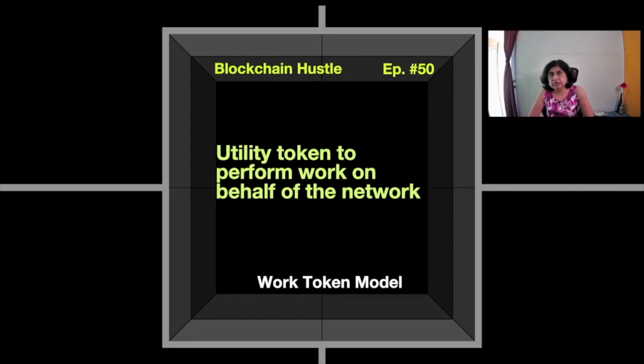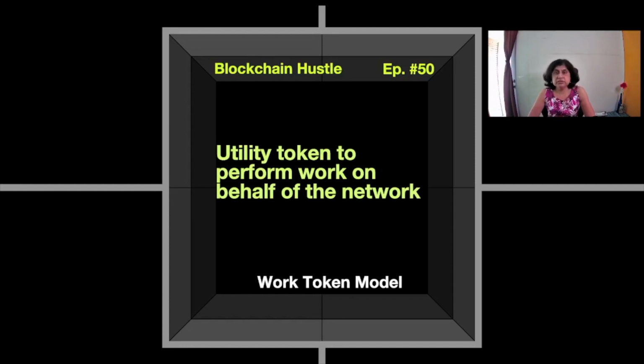Now just remember that this work token model will only work when your service is a commodity. Like in the case of Filecoin, the commodity is distributed file storage. You have another called Livepeer, where the commodity is distributed video encoding. You have TrueBit, where it is off-chain verifiable computation. This model, the work token model, will not work for services like marketing, for strategy making, etc.